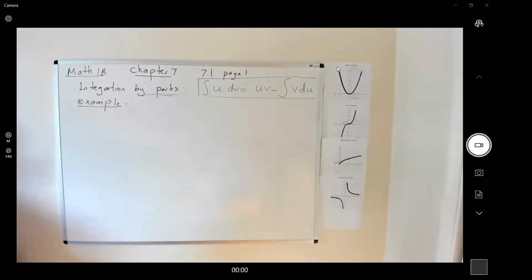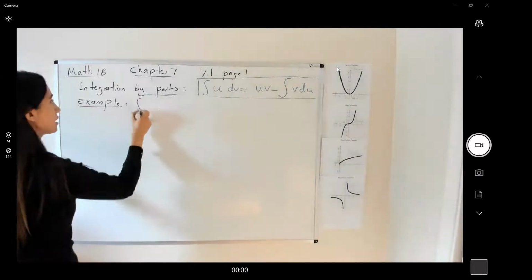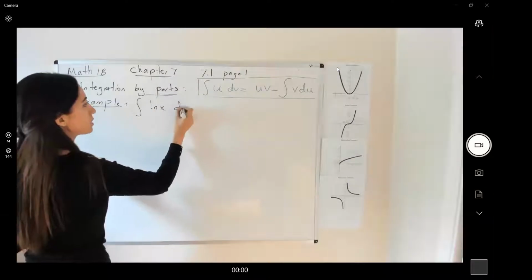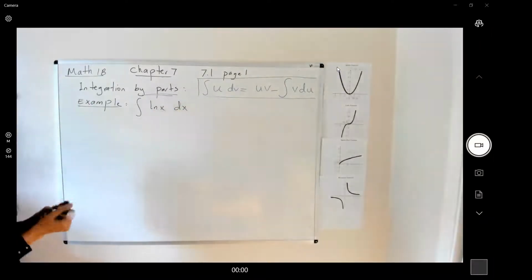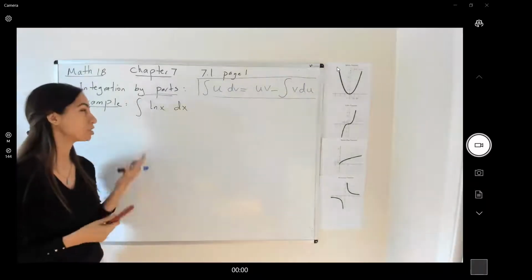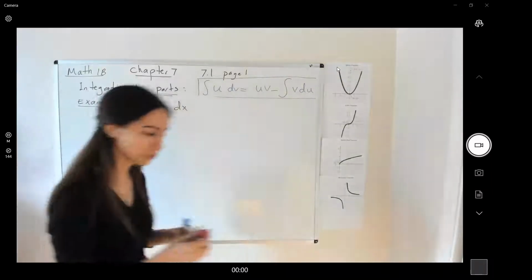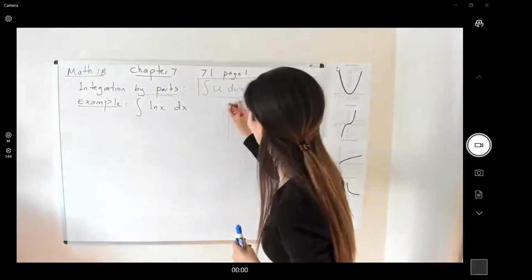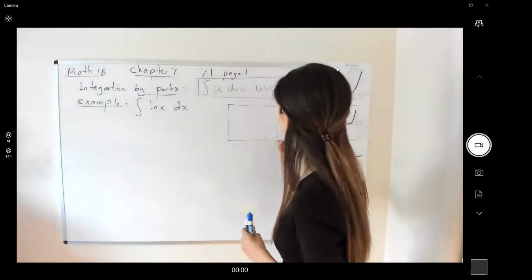Question says, evaluate the following integral. Here you have the integral of ln of x times dx. There we go. Let us form our little table, see which one is a good choice for u, which one is dv.